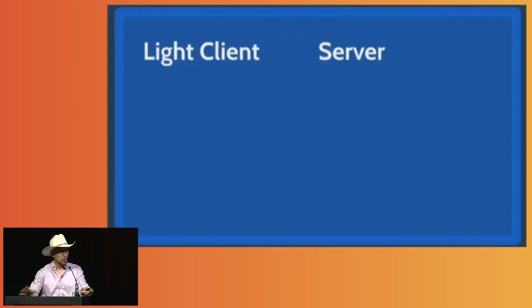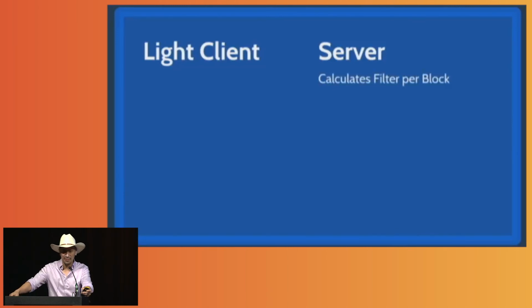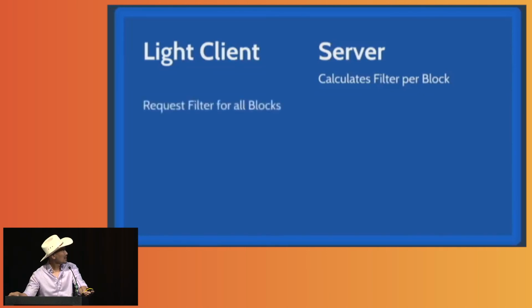So here's how Neutrino actually works. The server has a deterministic filter that they can calculate on a per block basis. And this is the key to what makes it more scalable. Instead of having to scale linearly with respect to however many light clients are connected to it, you can just calculate one universal filter per block. You can sort of think of it as metadata about the block, specifically the UTXOs that were involved.